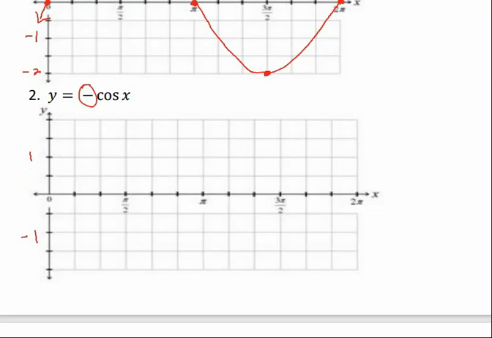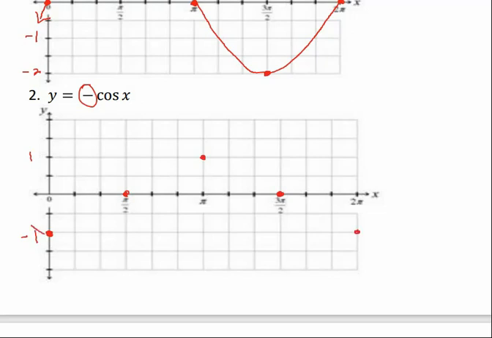Okay. So for cosine, we know that cosine normally starts on +1 at 0. So instead of being at +1, it's going to be at -1. And then it would normally go down to 0. Well, it's still going to go to 0, it's just going the opposite direction. And then instead of going to -1, it goes to +1, then back to 0, and then -1.